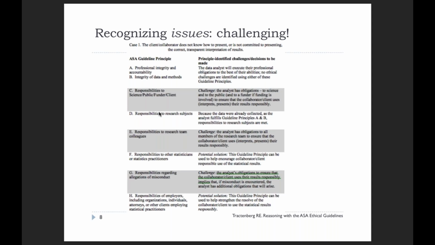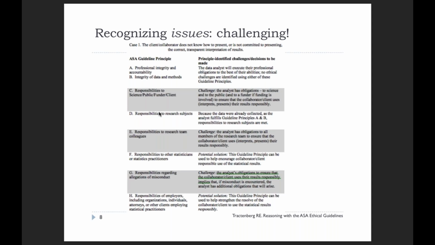This guideline principle can be used to help encourage the collaborator by saying, you're not going to find another statistician who will cherry pick for you. We are all engaged in ethical statistics. So it's really important that you don't just leave my office and go down the hall and try to find somebody who will cherry pick for you.